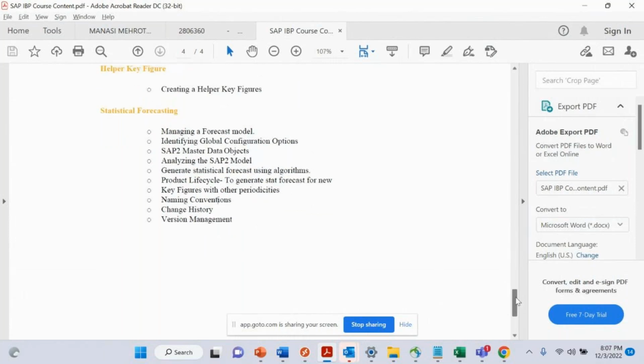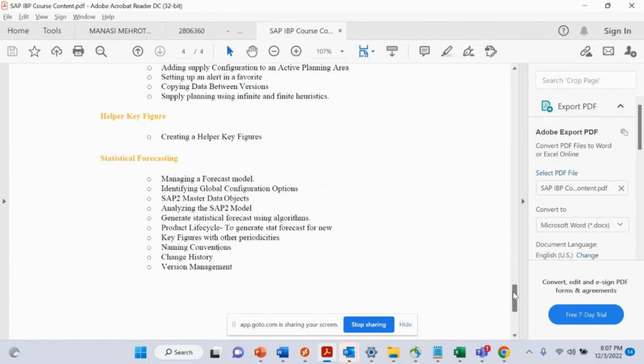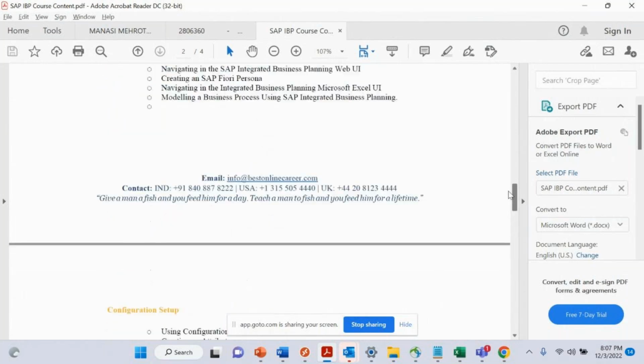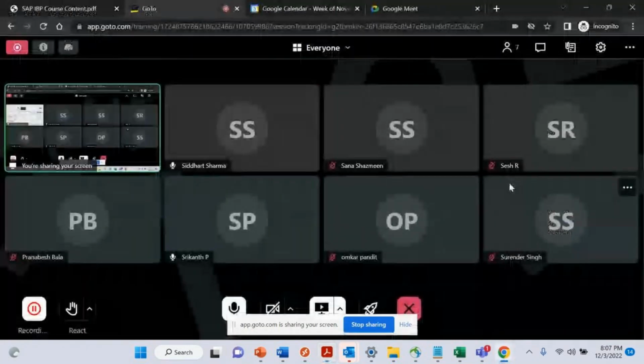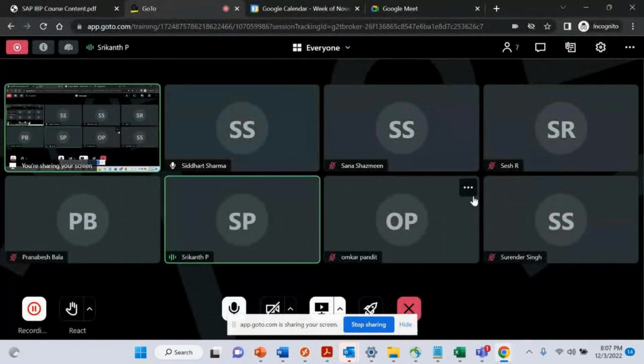Clear about our roadmap? Any questions? May I know, in today's call we mentioned demand sensing, forecast error correction, and outliers. So will these topics also be explained, right?